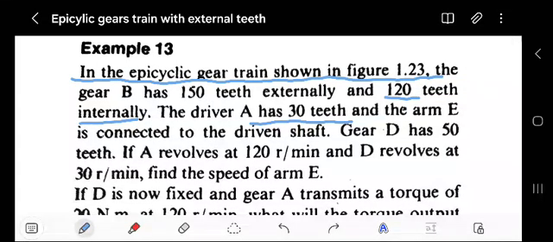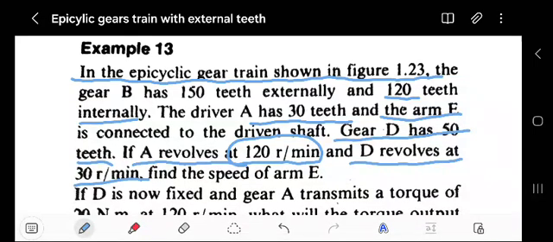And an internal gear. The driver A has 30 teeth, and the arm E is connected to the shaft. You see, it is connected to the shaft, right? Then the gear D has 50 teeth. If A revolves at 120 revolutions per minute and D revolves at that, we've been given the speed of gear A and D. Find the speed of the arm.